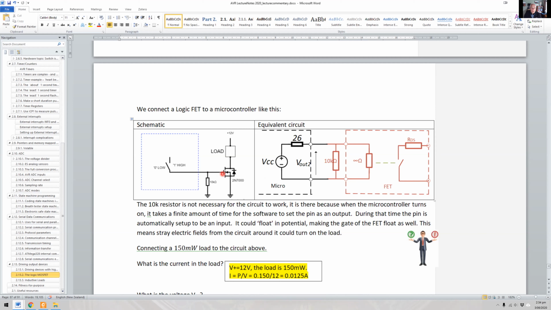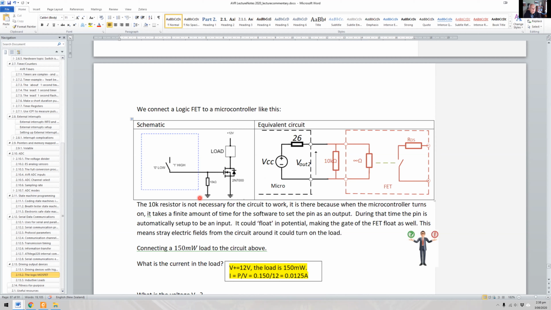So for a short period of time, when your microcontroller is powered up and your circuit is powered up, this is possibly floating, which means that it could turn on the FET and then turn on your load. And then as soon as this is turned into an output and turned off, then this would turn off the load. But you could get an instant triggering of the load here. So what we often do is connect a high value resistor here so that this line cannot ever float, okay?